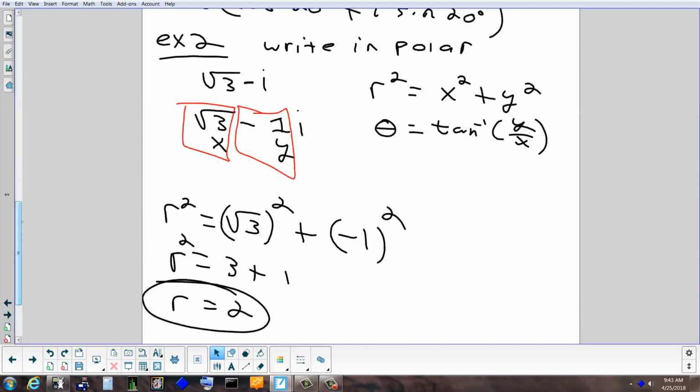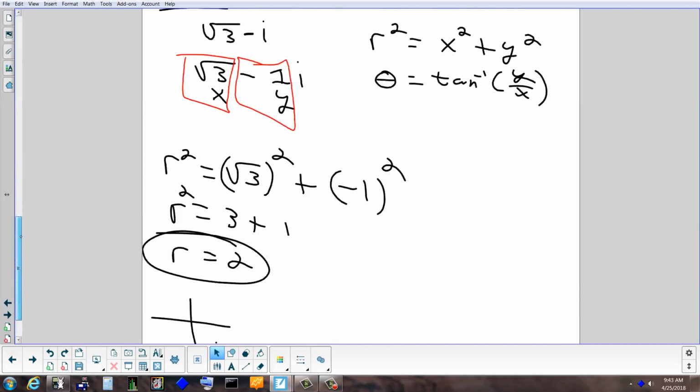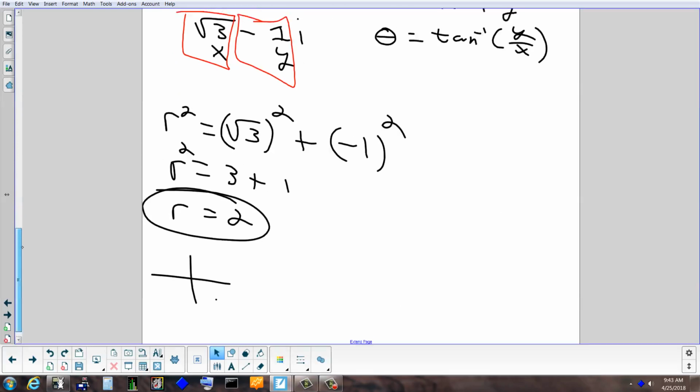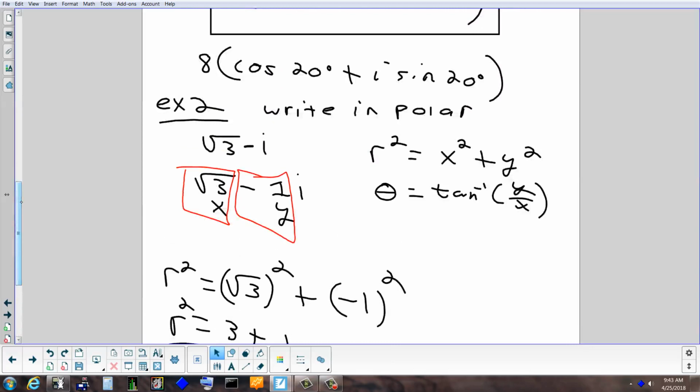Wouldn't R be 4 if it's 3 plus 1? R squared would equal 4, but then we have to take the square root. Yep. Okay. So if you graph this complex number, go right, go down, quadrant 4, there's your formula.